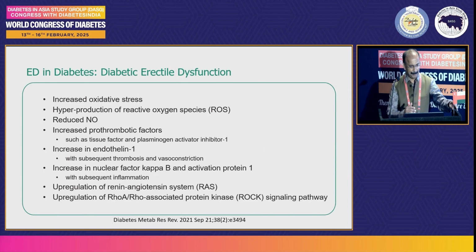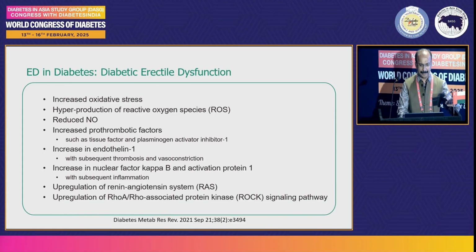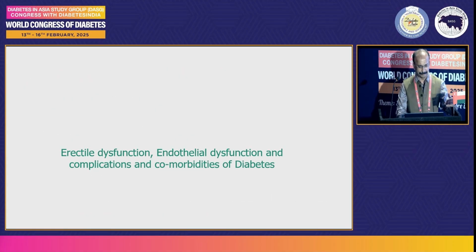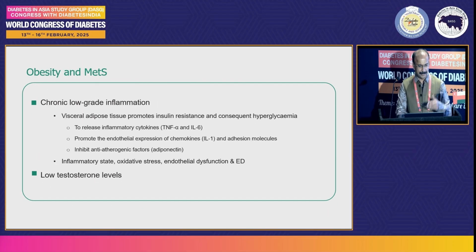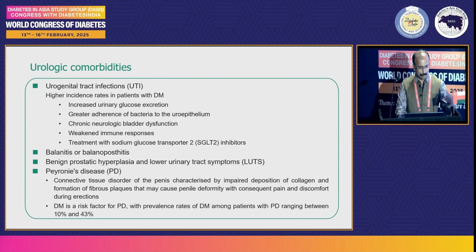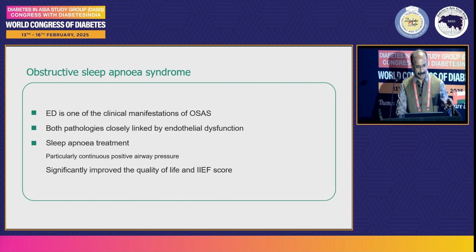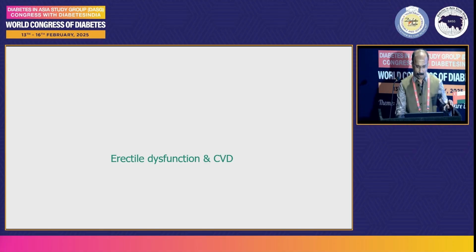And in patients with diabetes, there is increased oxidative stress, increased reactive oxygen species, reduced nitric oxide production, and upregulation of Rho kinase signaling pathways. All these lead to endothelial dysfunction, leading to erectile dysfunction. And the complications and comorbidities associated with diabetes like nephropathy, neuropathy, hypertension, obesity, hypogonadism, urological comorbidities, obstructive sleep apnea, and depression are all common in people with diabetes, and these aggravate the pre-existing endothelial dysfunction and erectile dysfunction.